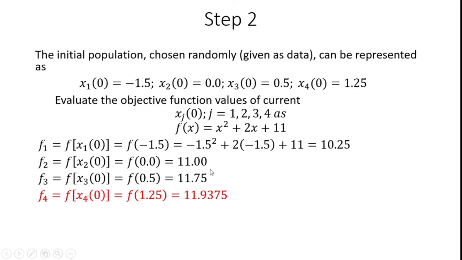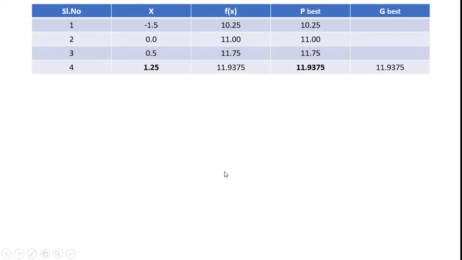So I select the maximum value from the solved objective function: 11.9375 is the maximum. So I select the G best value from the P best values as 11.9375. Here you see serial numbers. I tabulated the identified values with a serial number column, because there are 4 populations: 1, 2, 3, 4. X values are minus 1.5, 0, 0.5, 1.25 as per the problem statement. And I also identified the objective values by substituting these X values into the equations: 10.25, 11, 11.75, 11.9375.